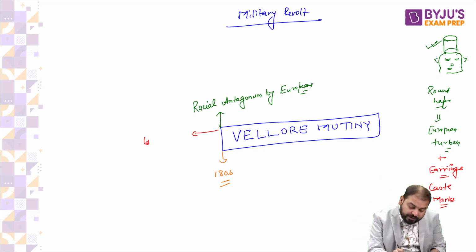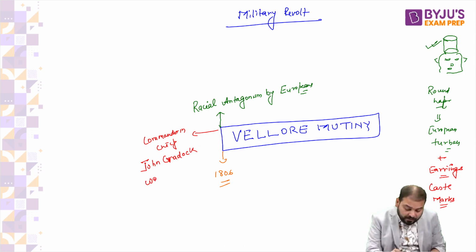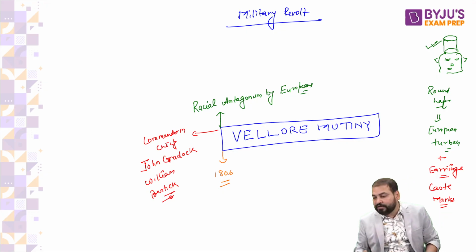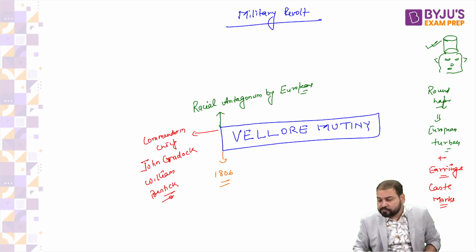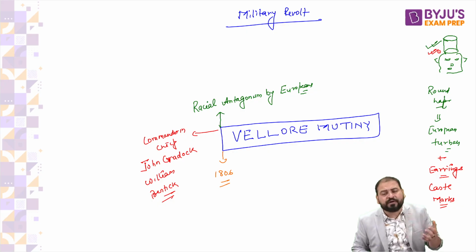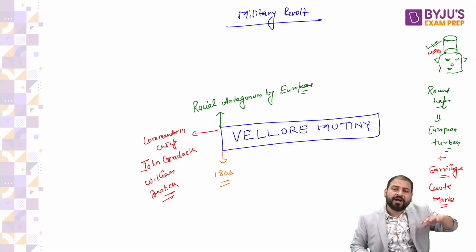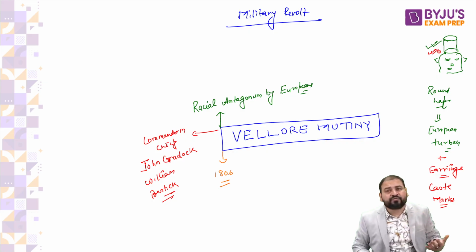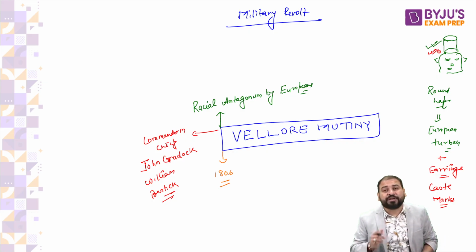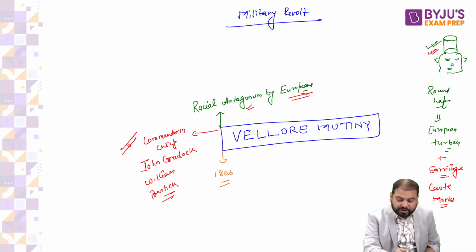All these things were introduced by the commander in chief of the British Army in those days, whose name was John Craddock. And even William Bentinck was at this moment involved in introduction of this. Now, some of you are writing, sir, what is the problem in wearing this hat? Please understand, guys, in those days this type of hat used to refer to anyone who has converted his religion. So the Indian soldiers felt that they were being racially antagonized by the Britishers here.